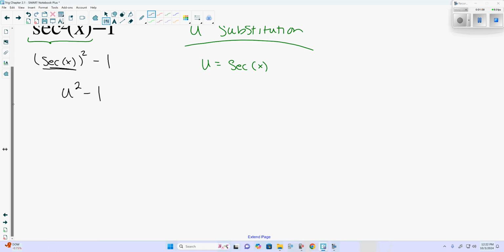Now we might not be as familiar or see how we can factor secant squared minus 1, but U squared minus 1 is a difference of perfect squares. And really, secant squared minus 1 is a difference of perfect squares. It's our a squared minus b squared. Factors to a plus b times a minus b. And for us here, U squared minus 1 would be U minus 1 times U plus 1.